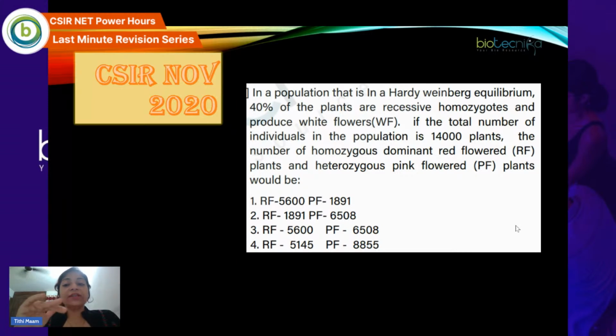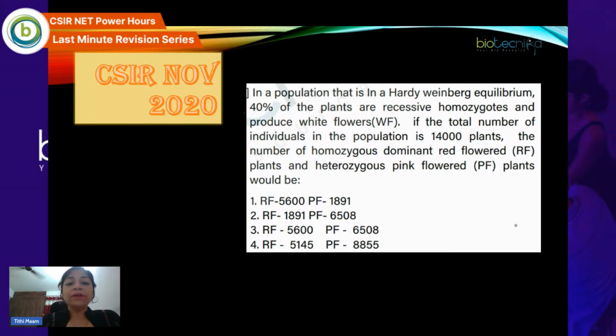Whenever this kind of question is there, you have to remember that when a dominant phenotype is given to you, the dominant phenotype can be both homozygous dominant or heterozygote. But when a recessive phenotype is given to you, that is purely the homozygous recessive. So this is the information that you have to use.